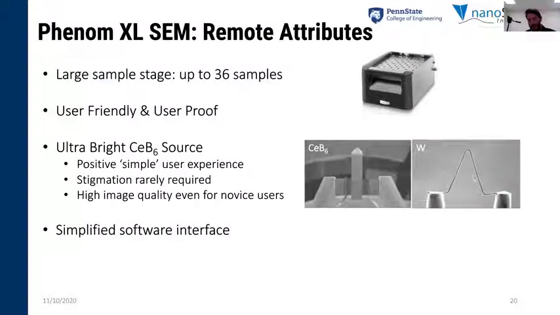And as a result, the source is a lot more susceptible to minor changes in the environment. And the result to the operator is they have to do something called stigmation a lot more with a tungsten source than a cerium hexaboride source. You very rarely, maybe once or twice a year, need to do stigmation.